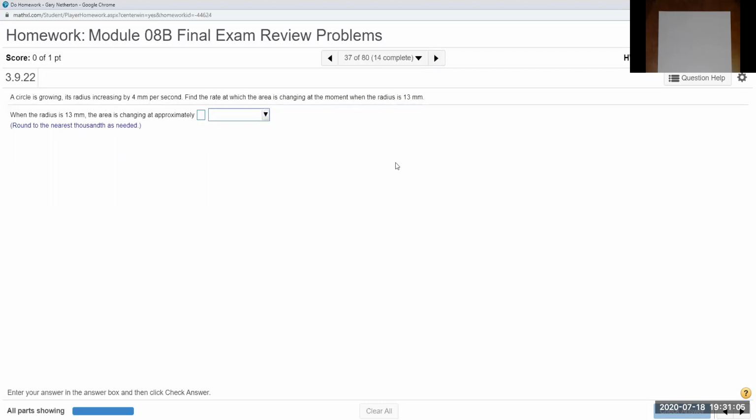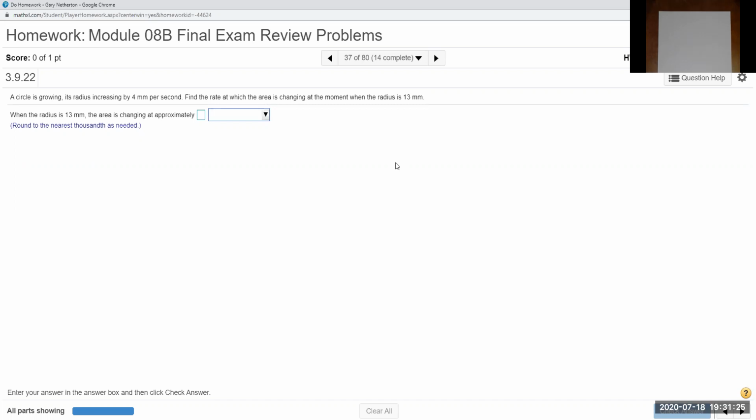So they're saying you've got the circle and it's continually growing at a certain rate. And they want you to look at one point in time. The point in time is when the radius is 13. And they want to know how much the area is changing. What's the rate of the change of the area?